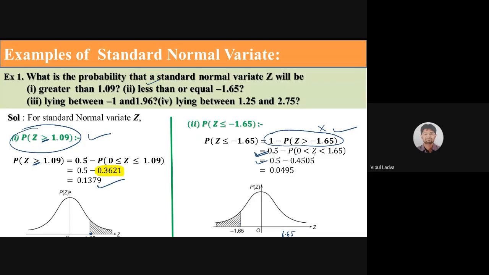0.5 minus probability that 0 is less than Z is less than 1.65. That means what we are doing, we are just creating a mirror image of this on the positive part, and we are finding the probability of that particular given region, Z is less than equals to minus 1.65. Are we clear with this? Doubt है तो पूछिए, please पूछिए.